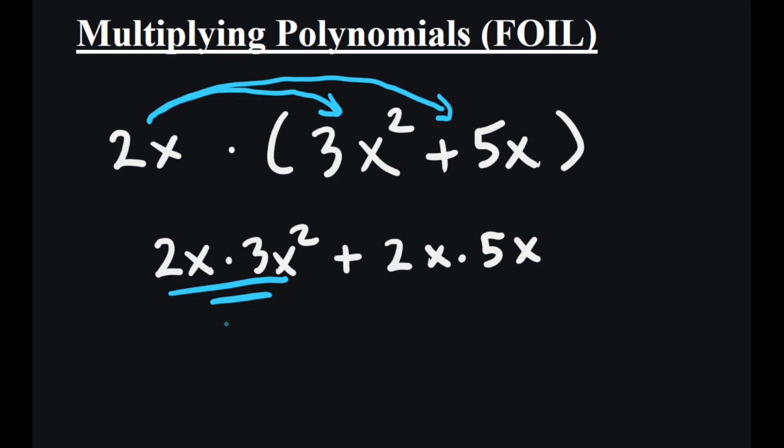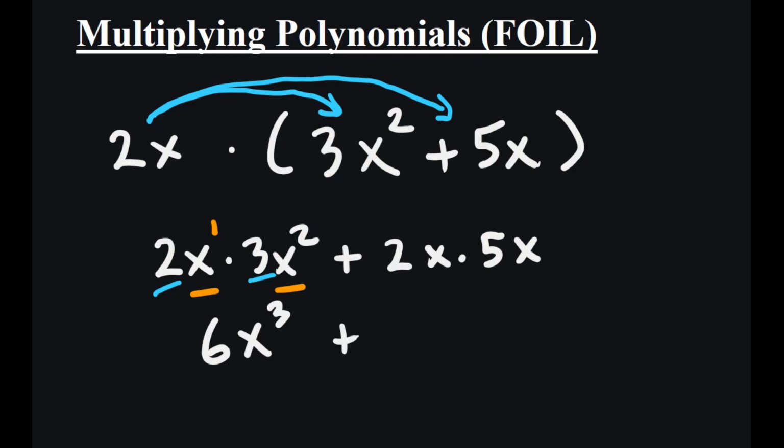This multiplication on the left, 2x times 3x squared. So how exactly do we multiply them? First, let's multiply the coefficients. So 2 times 3 gives you 6. And then right here, x times x squared. And using the product rule, x, which is also x to the first, times x squared, is x to the 1 plus 2, which is 3. So this is x to the third.